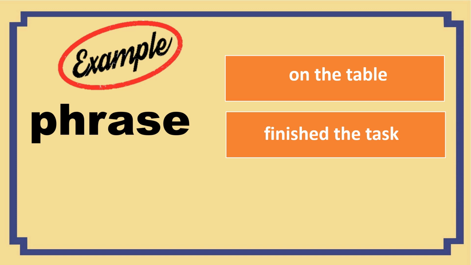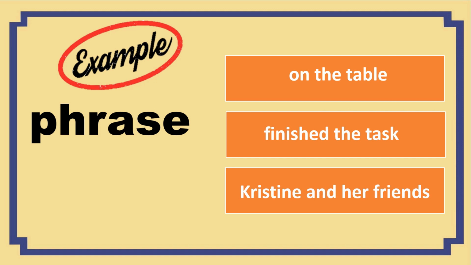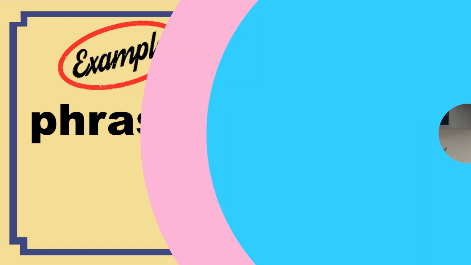Now look at this group of words, Christine and her friends. You might notice that we can consider this as a subject, however, it lacks a verb. There was no action being done by Christine and her friends, so this is also an example of a phrase. Now that you already know what is a phrase, let us talk about clauses.